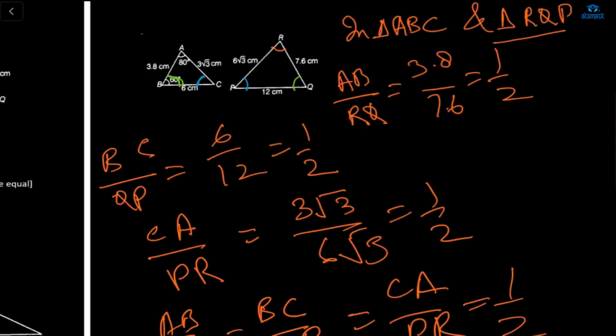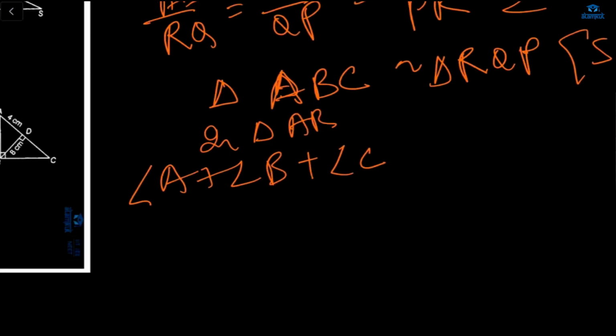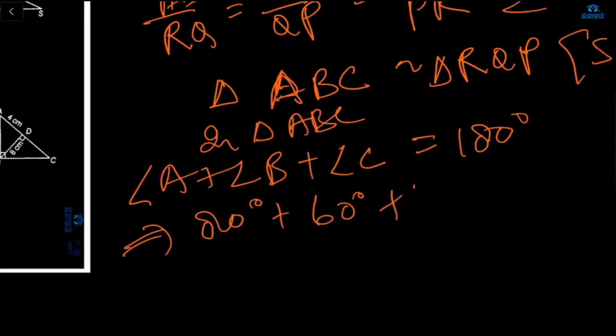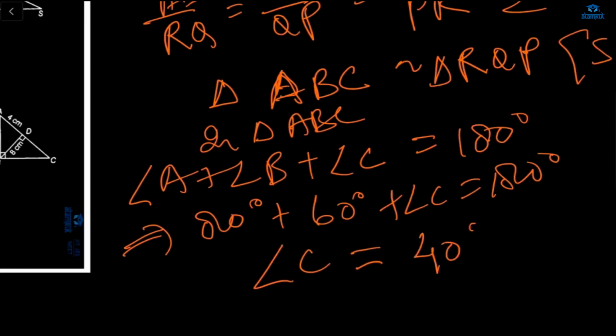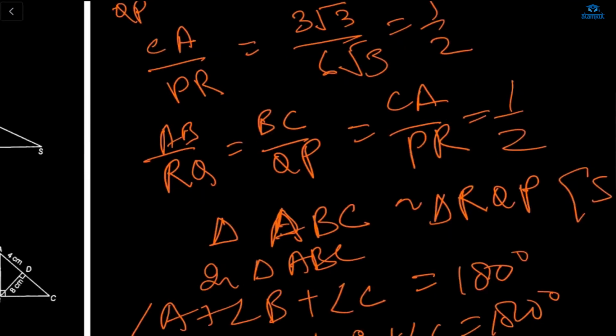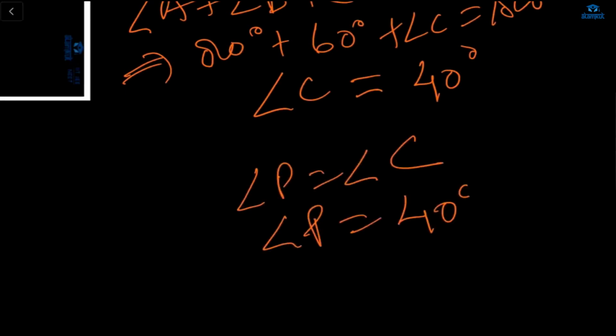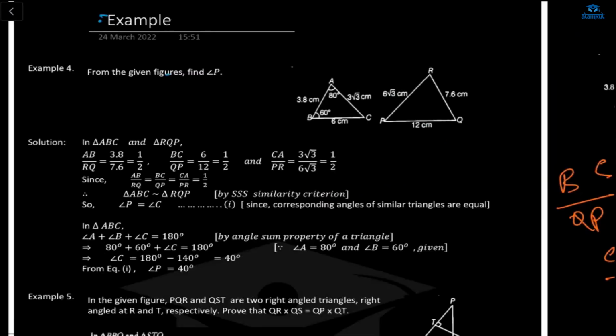Now from here, we have to figure out angle P. In triangle ABC, angle C is not given, but two angles are given, and we already know that the sum of the angles is 180 degrees. So angle A plus angle B plus angle C equals 180 degrees. We already know angle A is 80 degrees, plus 60 degrees, plus angle C equals 180 degrees. That means angle C will be equal to 40 degrees. Since the triangles are similar, the angles will also be equal, so angle P will be equal to angle C, which is 40 degrees. Any doubt about how I have done this with the SSS criteria? Now let's see two or three more examples.